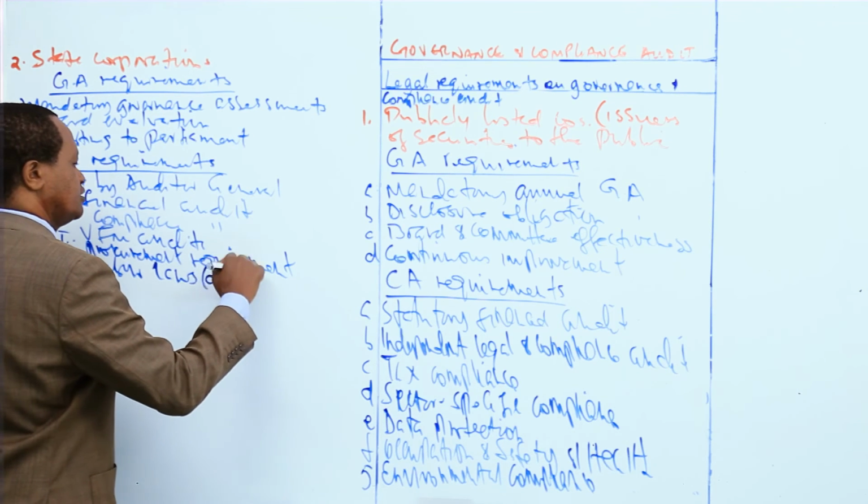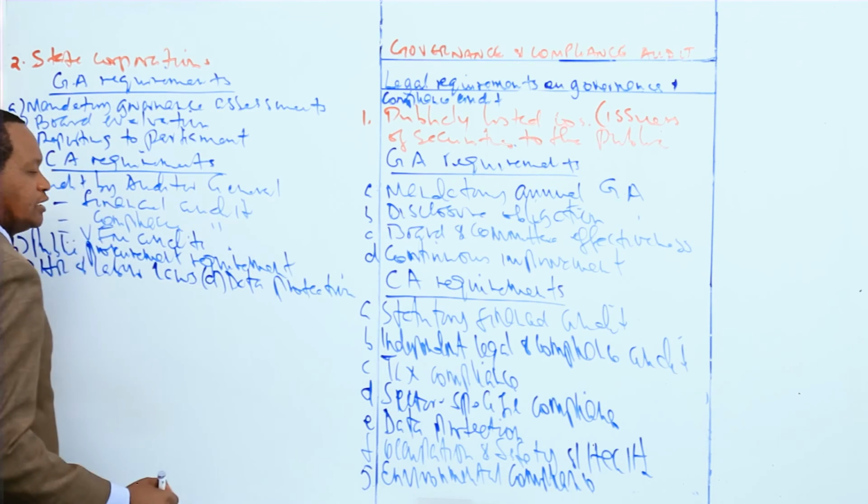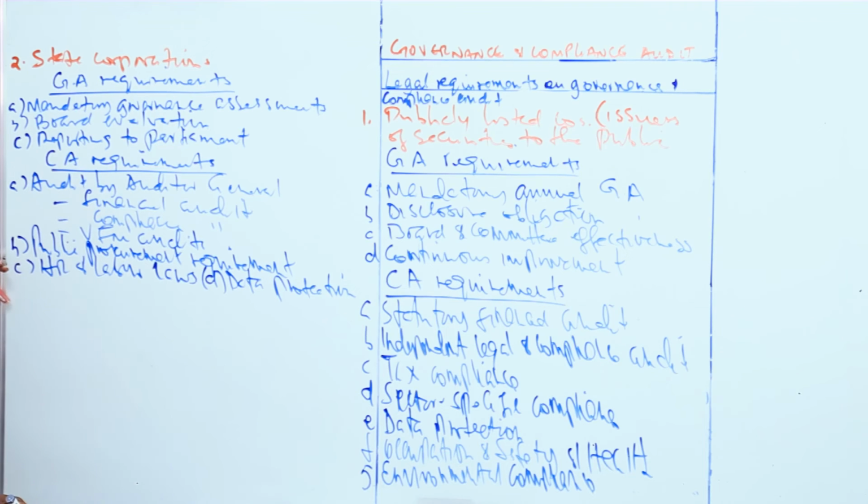4 is data protection. Data protection. Public entities as data controllers or processors must comply with the Data Protection Act, including registration with the Commissioner and also potential data protection audits. So that's it, candidates, for state corporations. That's the third entity. We move to the third entity, which is SACCOs.